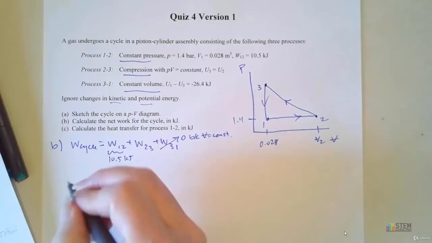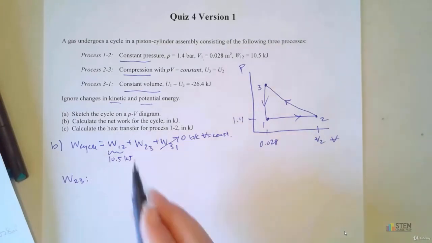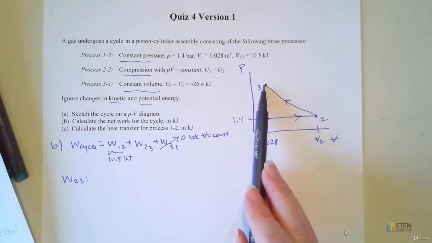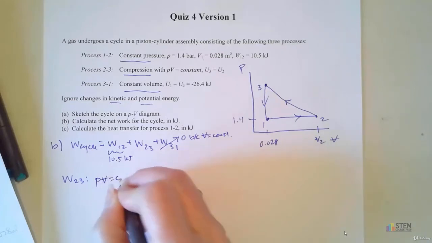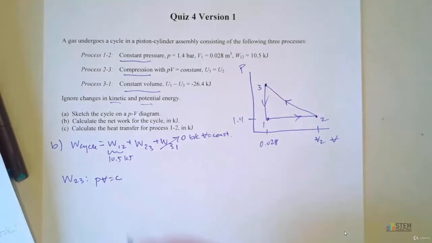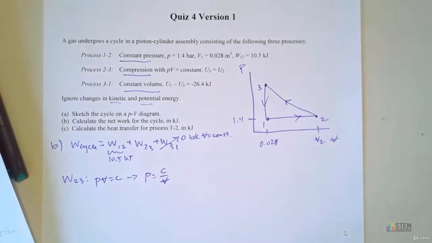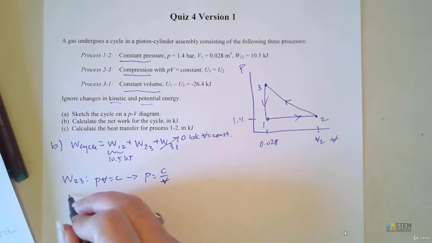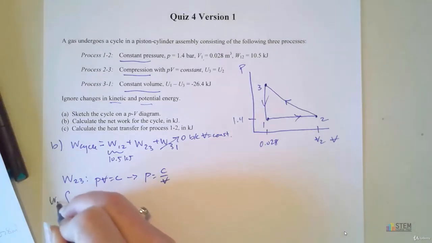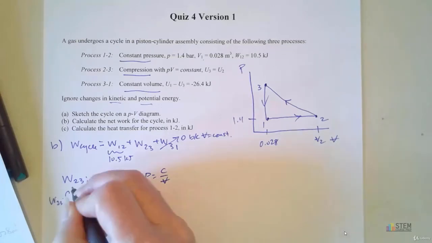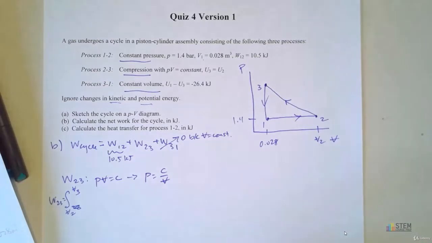We've got to find W23. For this, we've got this relationship that we can use, and obviously we've got volume change, so we're going to have work. So let's write out that relationship there. Pressure times volume is a constant. Let's use this to get our equation for pressure that we need in the integral. So it's going to be C over V. And now let's write out the integral. Work from 2 to 3 is going to go from V2 to V3, and we're going to have C over V times dV.